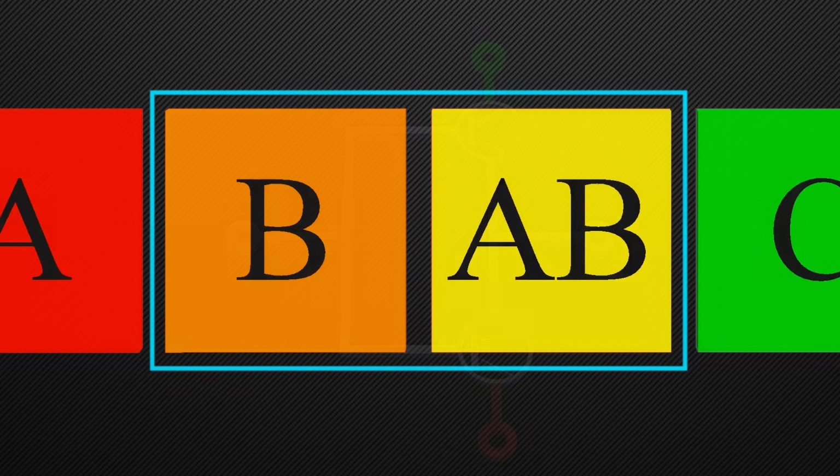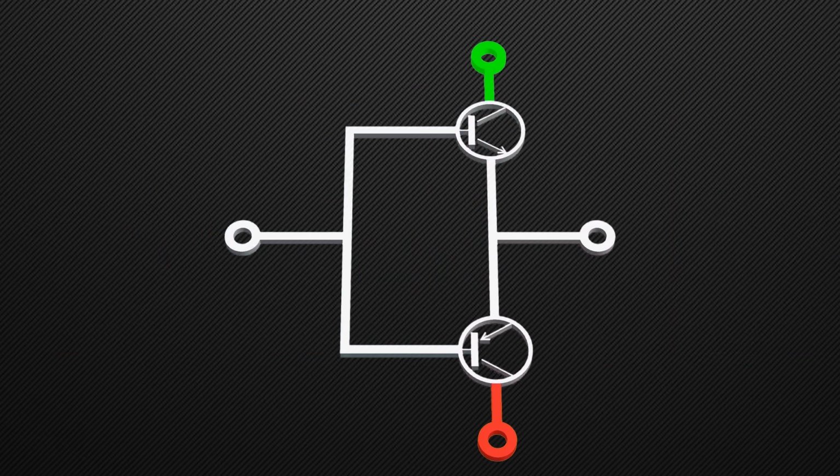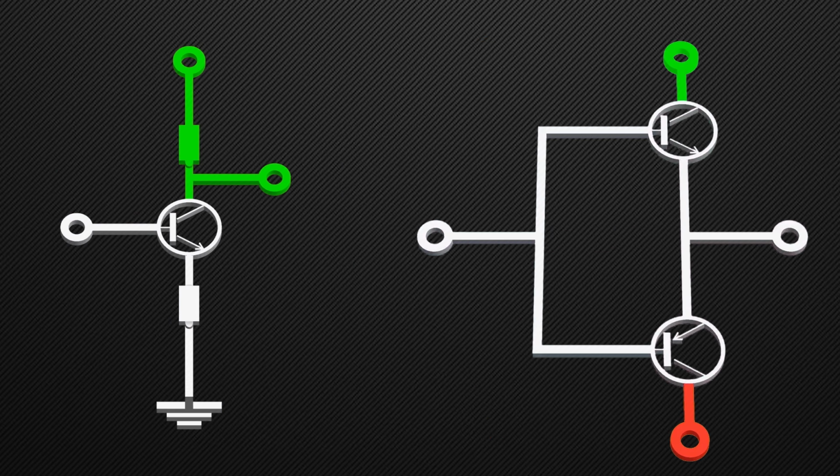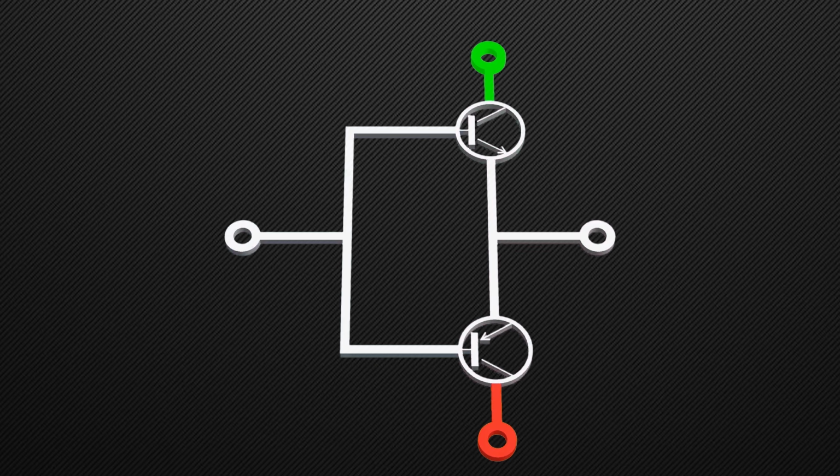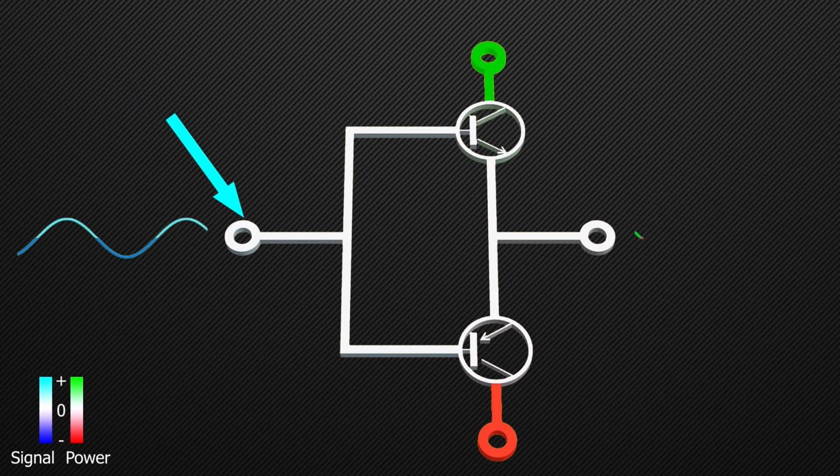This is the simplest Class B amplifier. Unlike Class A, it uses two transistors as an emitter follower in a push-pull configuration. This is an NPN transistor and this is a PNP transistor. The positive cycle of the input signal will be followed by the NPN transistor.